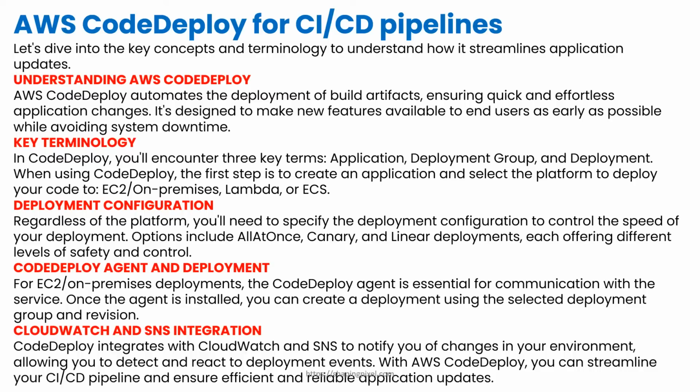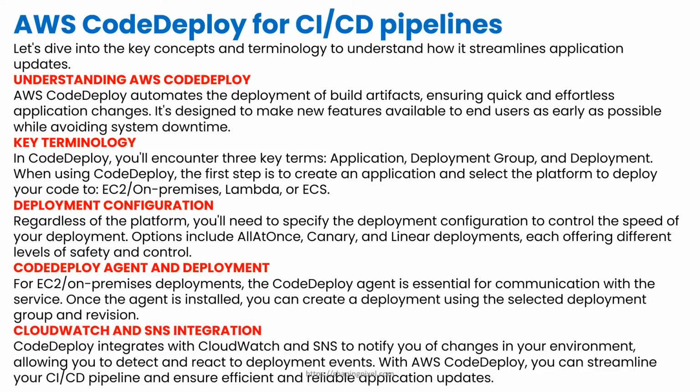In CodeDeploy, you will encounter three key terms: application, deployment group, and deployment. When using CodeDeploy, the first step is to create an application and select the platform to deploy your code to: EC2, on-premises, Lambda, or ECS. Regardless of the platform, you will need to specify the deployment configuration to control the speed of your deployment. Options include all at once, canary, and linear deployments, each offering a different level of safety and control.